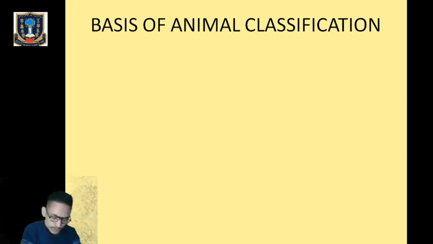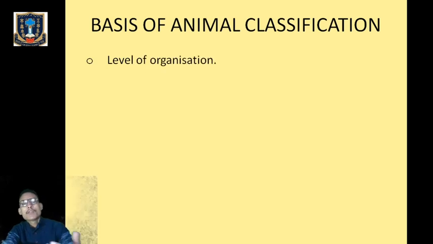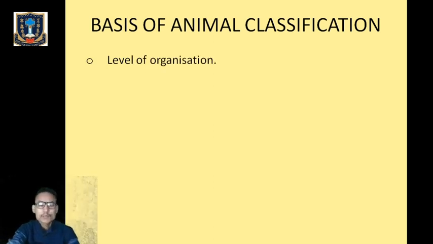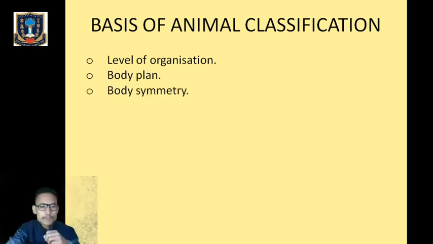On what basis have the animals been classified into different phyla? First of all, we have level of organization, the first basis on which the animals are classified into different phyla. Here we'll learn about cellular level, tissue level, organ level, and organ system level. Then we have body plan. The next basis is body symmetry, where we learn about asymmetrical and symmetrical animals.